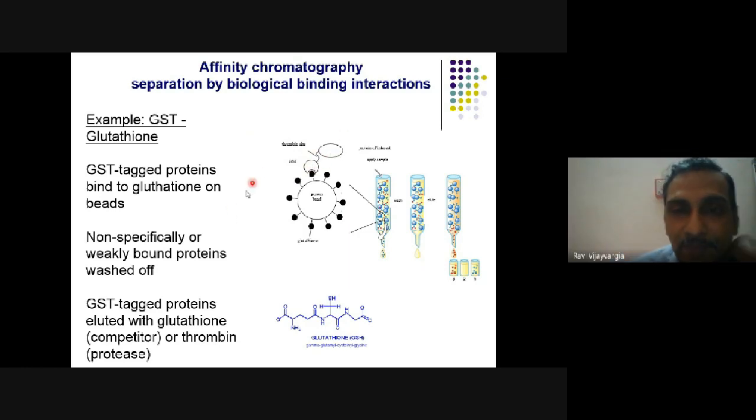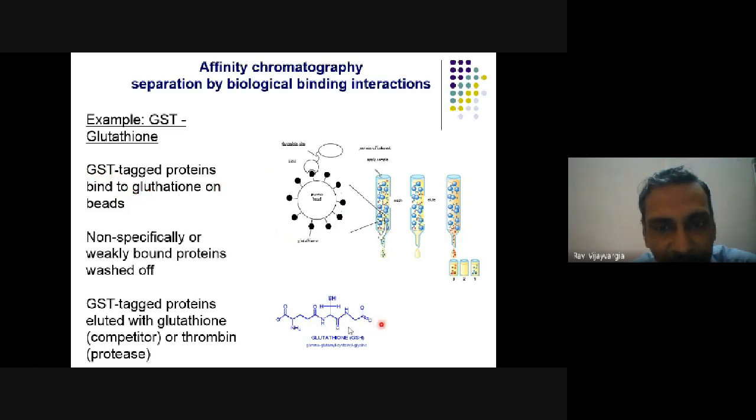Basically, how it works: glutathione is the substrate of glutathione S transferase. This glutathione is made of 3 amino acids, and it is covalently linked to the porous bead matrix, which can be agarose or sepharose. Since it is covalently linked, it cannot be washed away from the column, so the stationary phase of the column is formed of these beads having glutathione covalently linked to the matrix.